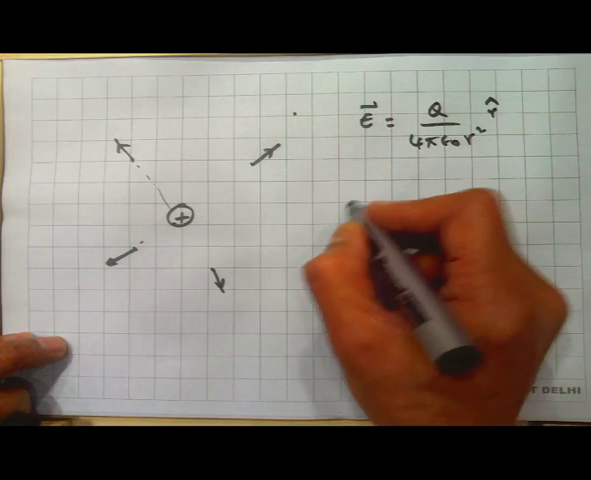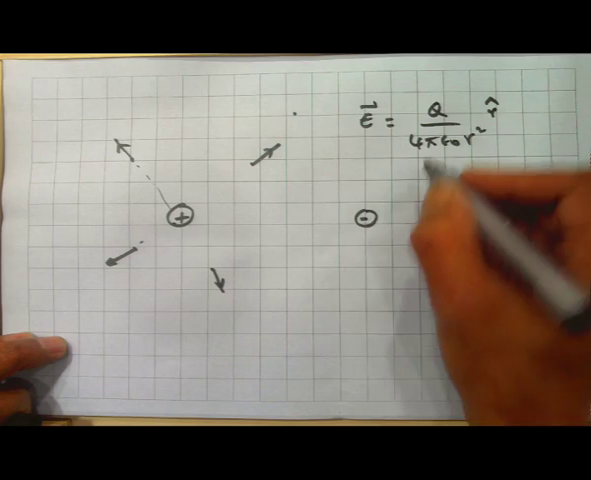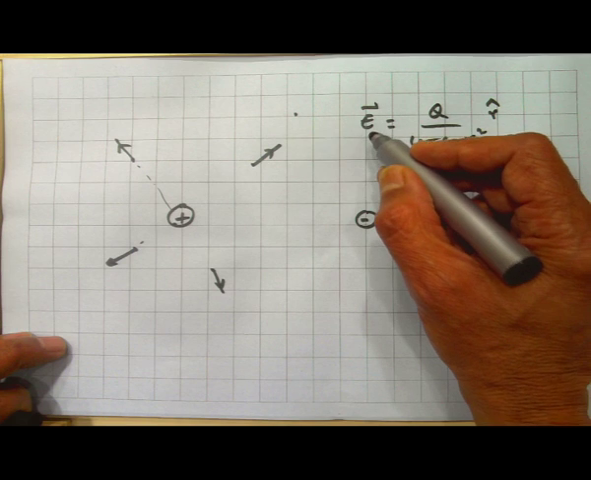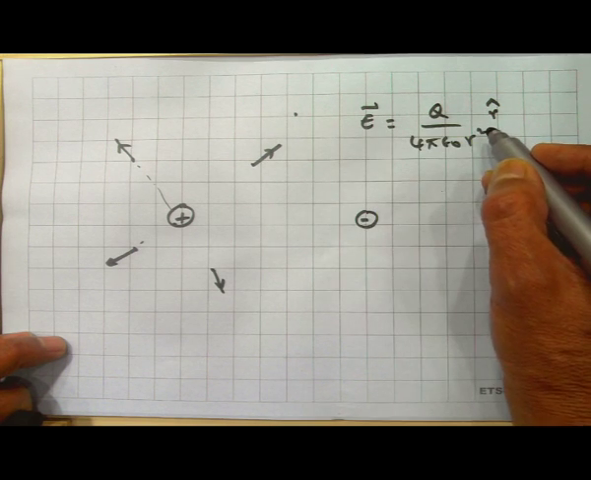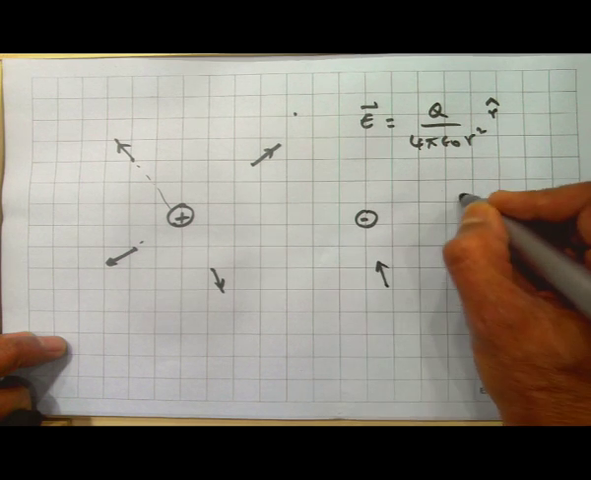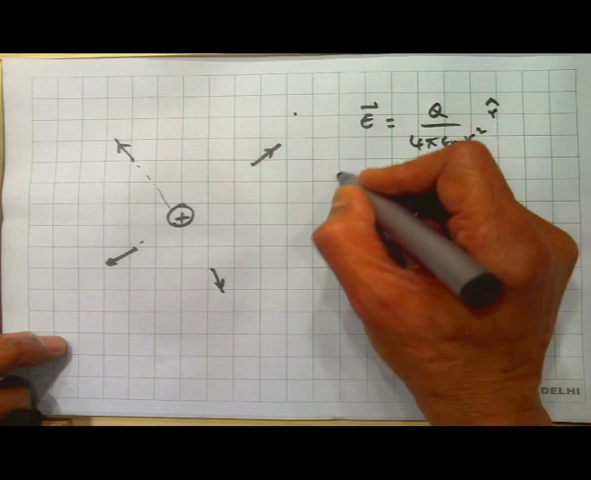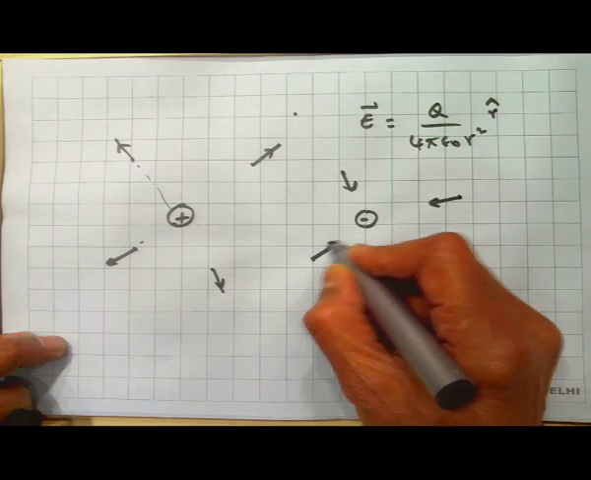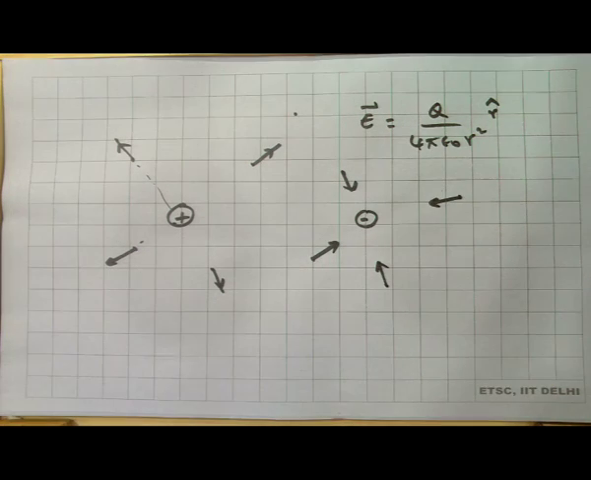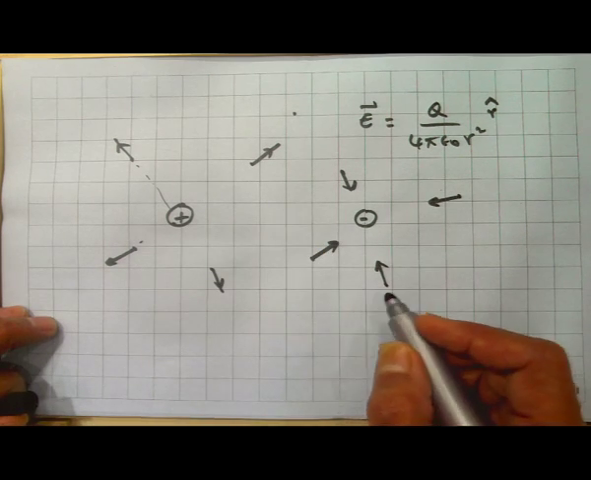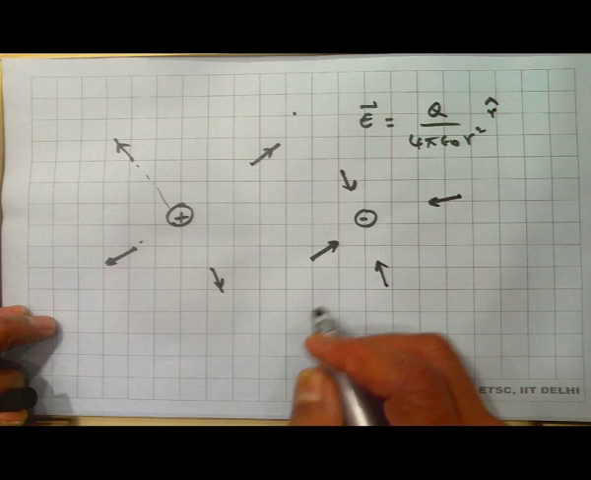Similarly, if you have a negative charge, then because capital Q is negative, the electric field direction will be along minus r cap. So, the electric field at this point will be along this direction, at this point along this direction, and similarly at this point along this direction. So, these electric fields are directed away from positive charges and towards negative charges.